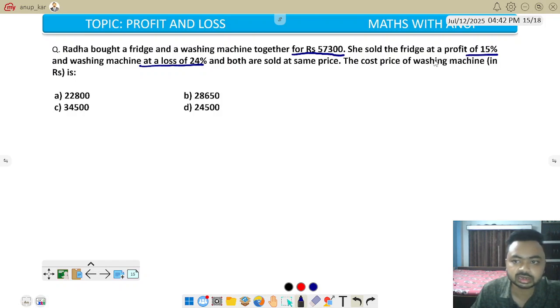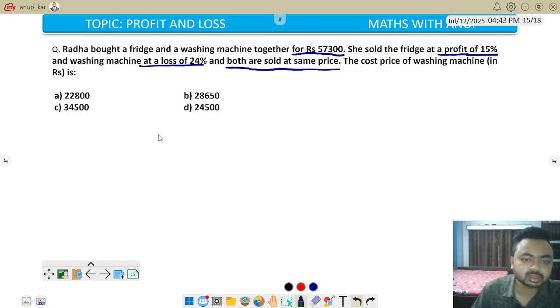Sorry, one mistake I did. Radha bought a fridge and a washing machine together for rupees 57300. So it is a cost price. So she bought the fridge and the washing machine combinedly for 57300. Both are sold at same price. So selling price of both the items are same. Now we have been asked to find the cost price of the washing machine in rupees.